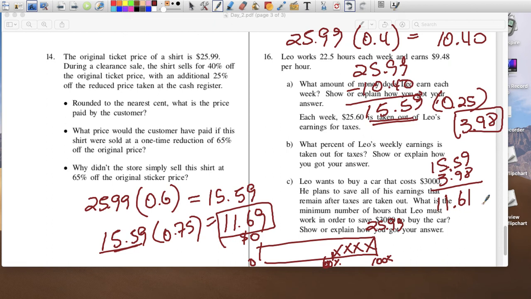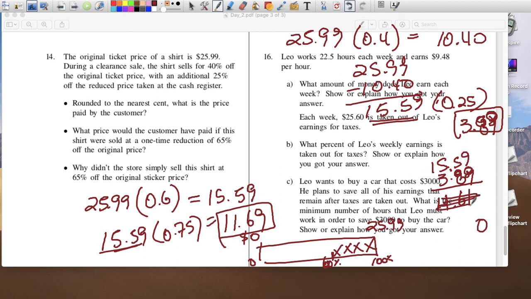25.99 times 0.4 equals 10.40. Okay, so 15.59 times 0.25 equals 3.90. Here's my mistake. It's 89. I wrote 98, so 89. This should have been 89.